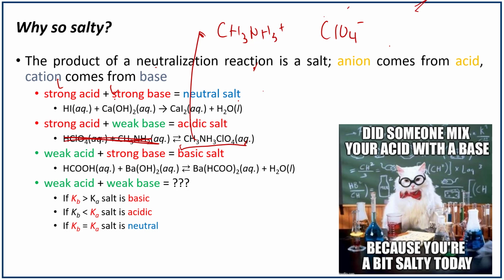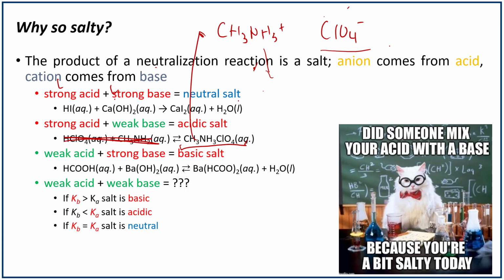Remember that ClO4- is a very weak base, the conjugate base of the strong acid perchloric acid. And CH3NH3+, the methylammonium ion, is just one proton more than methylamine. So this is the conjugate acid of a weak base, while the other is the conjugate base of a really strong acid. So this should make an acidic salt.